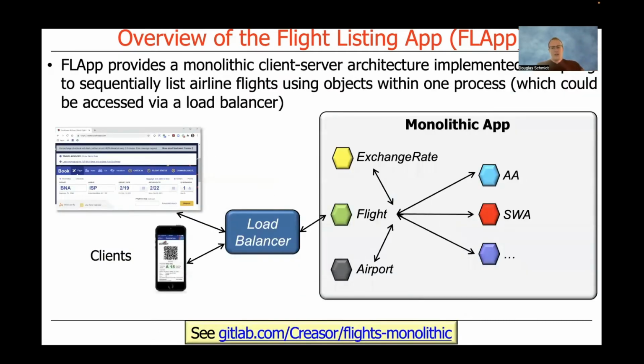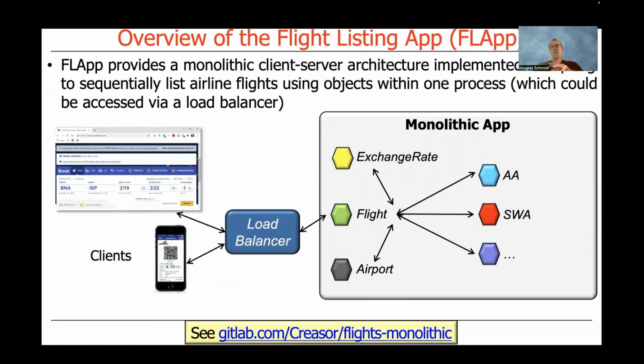The first example we're going to look at is a so-called monolithic client-server architecture, which uses Spring to sequentially list airline flights using a bunch of objects that all reside within one process. And we could, of course, in practice, get some parallelism out of this monolithic architecture by introducing some kind of load balancer that would sit between the client and the different incarnations of the monolithic app that's running. And you'll see that the monolithic app is getting all of its data out of a database, so that database could be replicated, and that would be one way you could get things to work. So that's the approach we're going to talk about tonight.